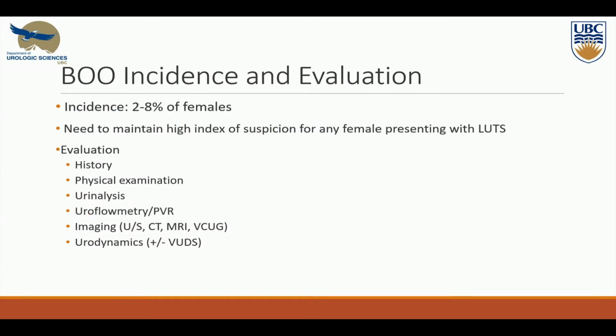First of all, the incidence of bladder outlet obstruction is predicted to be about 2 to 8% of all females. So it is important to maintain a high index of suspicion for any of these females presenting with voiding symptoms. Certainly in our evaluation, an accurate history, physical exam, followed by urinalysis, uroflowmetry, and PVR are all useful tests, followed by imaging in the form of either ultrasound, CT, MRI, voiding cystourethrogram, and also urodynamics. Certainly video urodynamics is a good tool for evaluation if we have access to it.